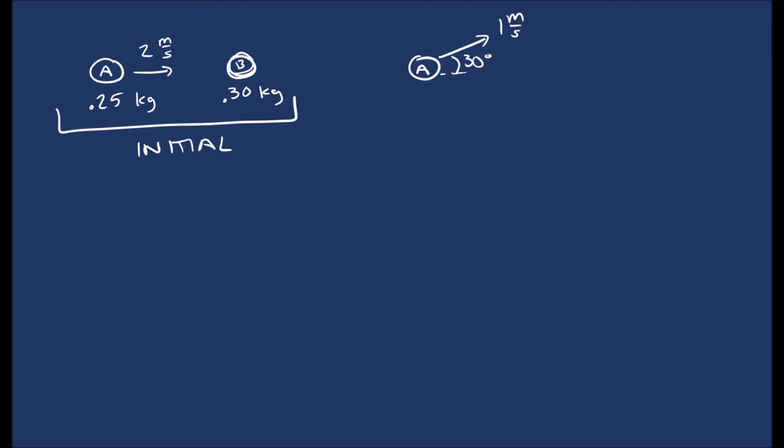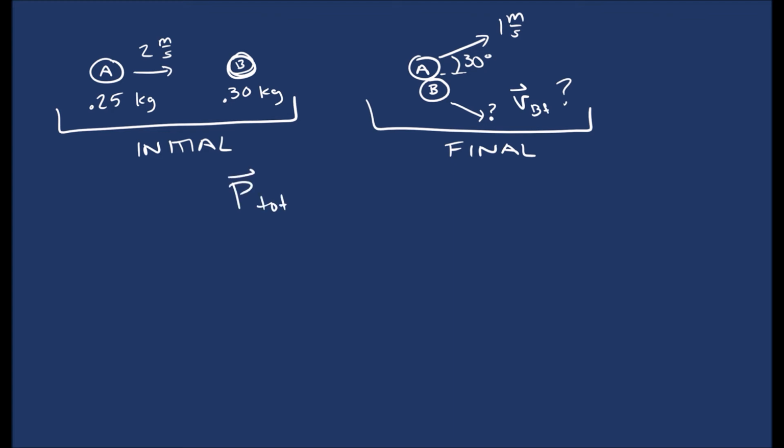And we want to know, where does billiard ball B go? We intuitively know it's probably going to go somewhere in that direction, but we want to know what that VB final is. We do not know. This is our final, right after the collision. We're trying to find the velocity of billiard ball B right after the collision occurs.